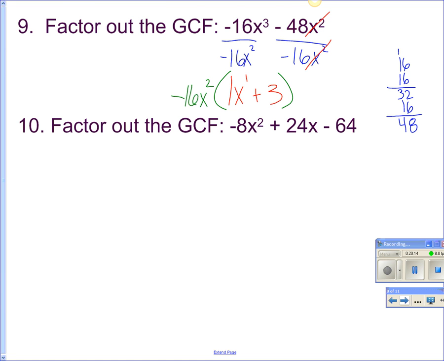All right, next one, negative 8x to the second plus 24x minus 64. All right, guys, I always want you to try the smallest number first, so kind of use that as a shortcut, see if it'll work. Will 8 go into 8? Yeah. Will 8 go into 24? Yeah. Will 8 go into 64? Yeah, so 8's what we want. Sorry, am I putting positive 8 or negative 8 under there?